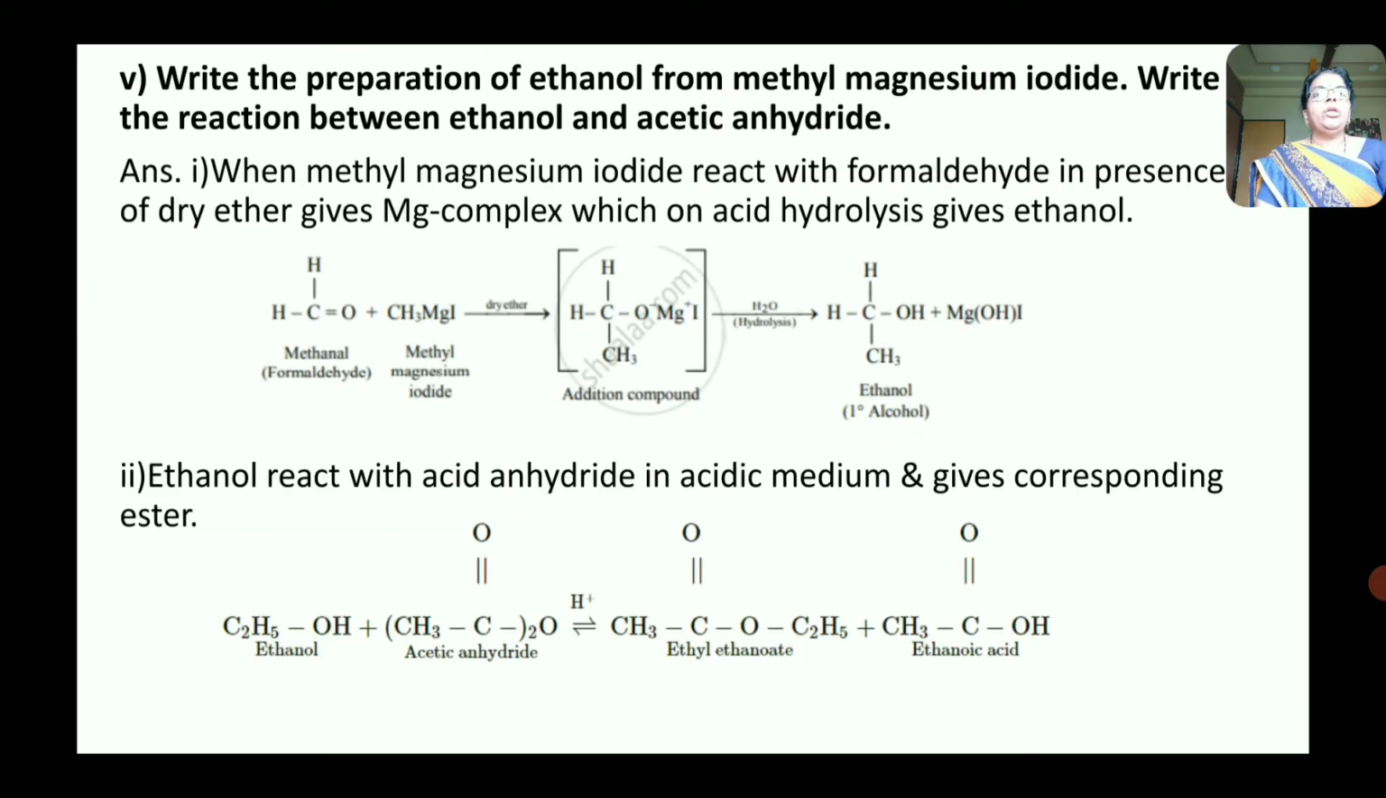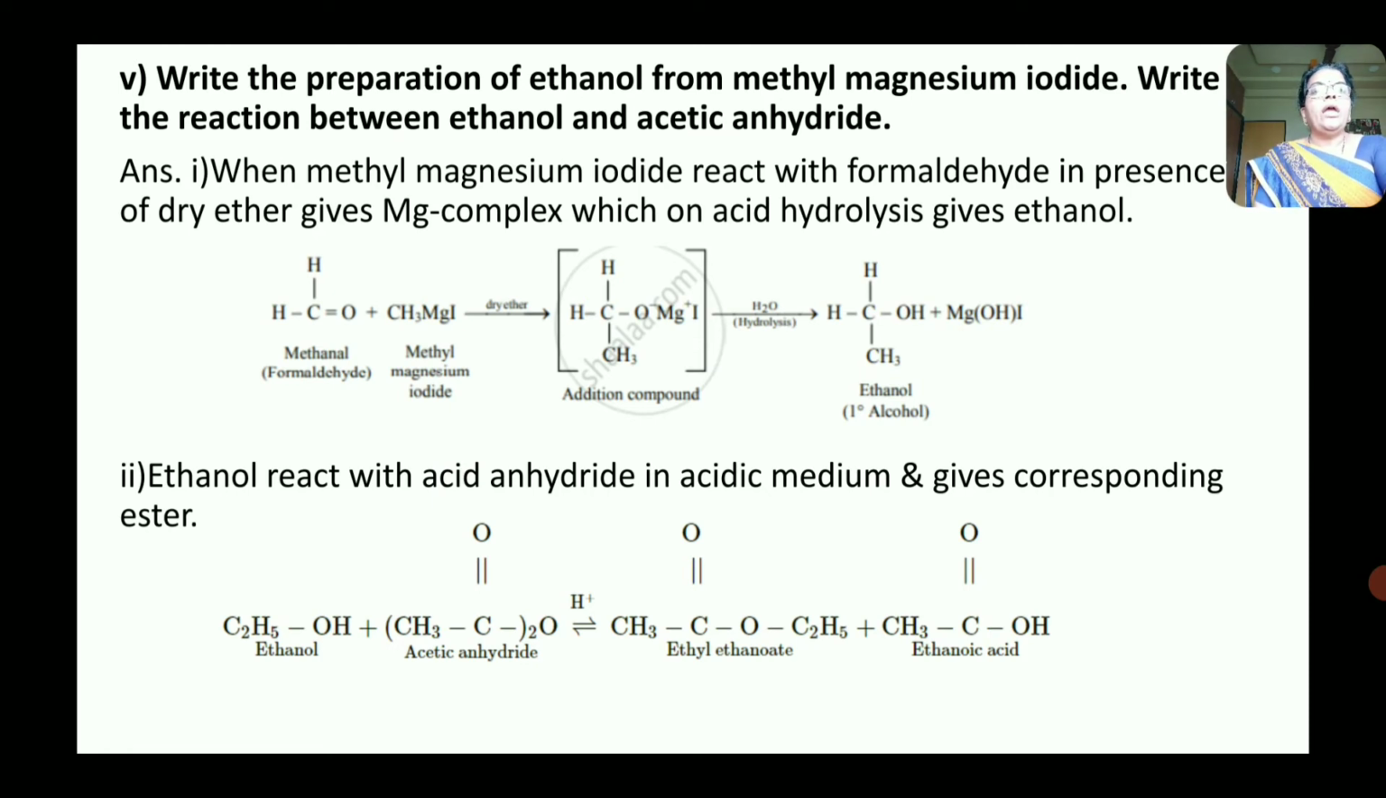Now next question. Write the preparation of ethanol from methyl magnesium iodide. Write the reaction between ethanol and acetic anhydride. Now here, first we are going to see preparation of ethanol from methyl magnesium iodide.